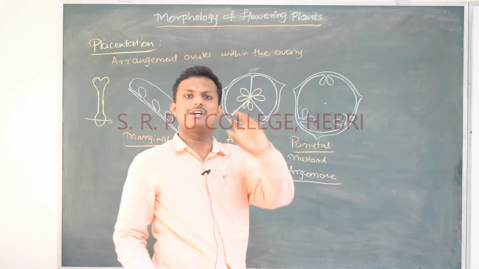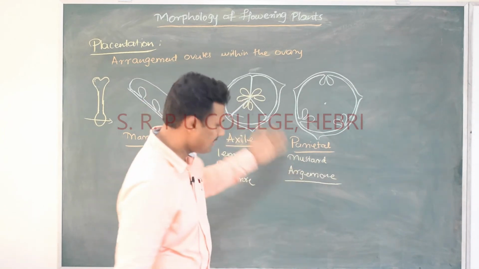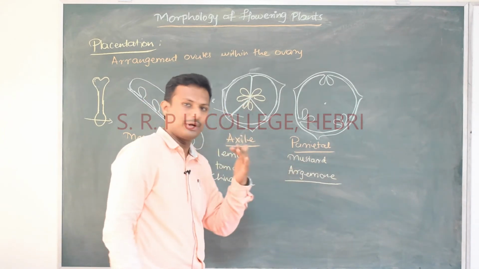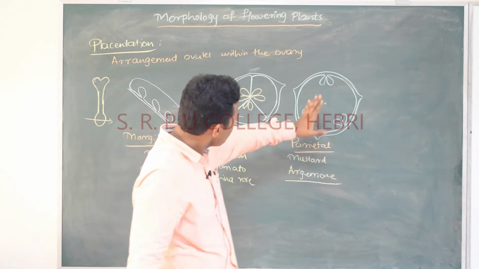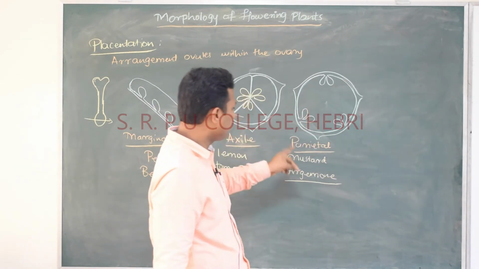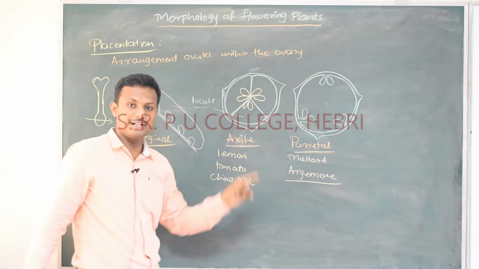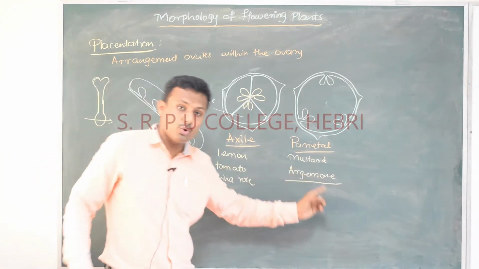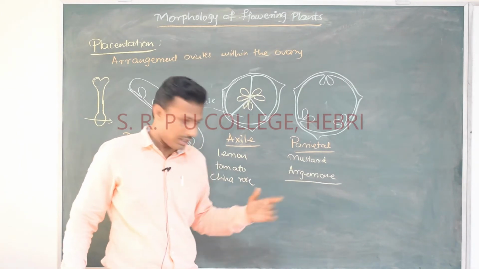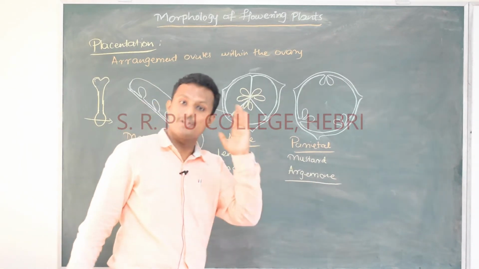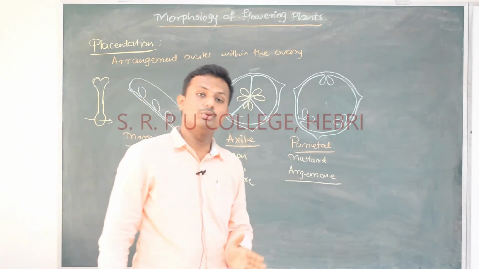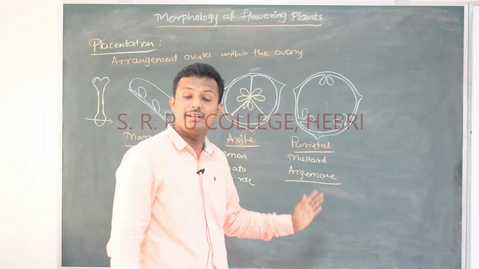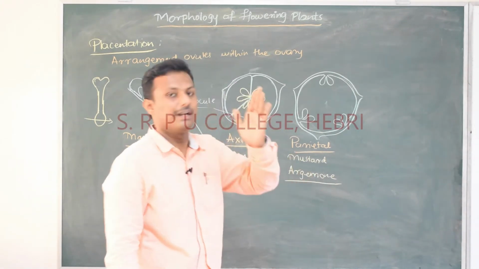Argemone is usually used as a kind of vegetable there. It's a wild growing small herb. So parietal placentation can be studied in mustard and argemone. I have been underlining only those terms which are scientific names. I have been telling you repeatedly, that is why it is very important for you to know and underline the scientific names wherever you write them. Keep that in mind.